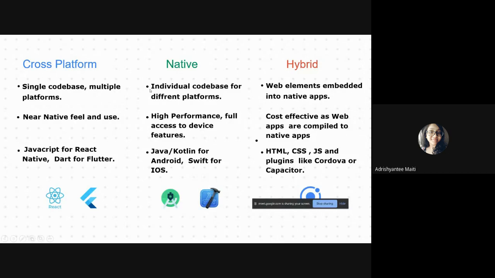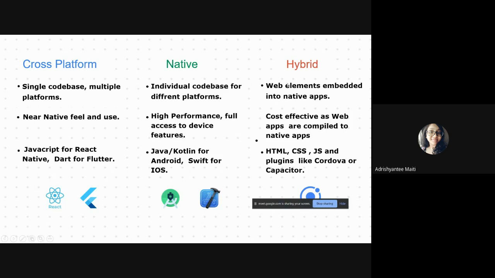Now coming to native, it has its own individual code base, and it works on its particular platform. If you consider Android, you have languages like Java and Kotlin, and for iOS, you have Swift. But if you create an application for Android, it won't support iOS devices. Similarly, if you create an app for iOS, it won't support Android devices. So you have to take care of the particular platform in which you are working. It provides high performance, and it gives access to your device features. It's really a great point.